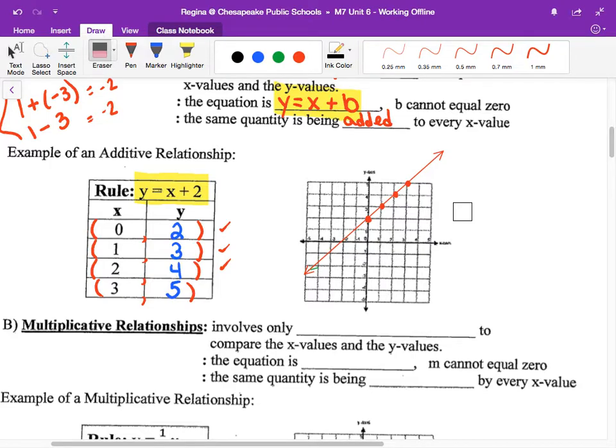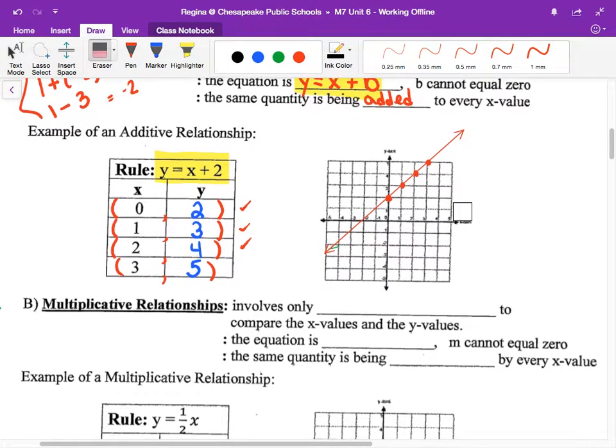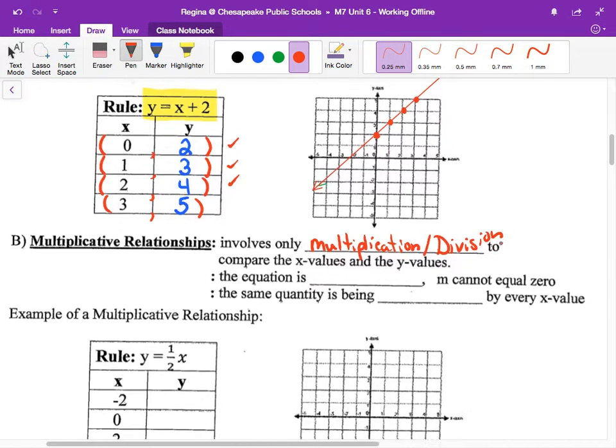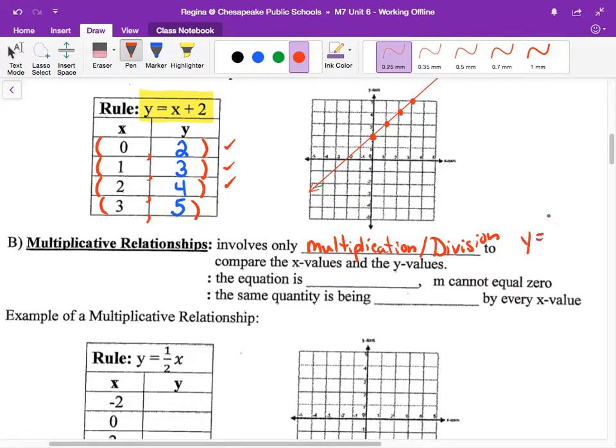Let's look at multiplicative and see what the difference is. So now a multiplicative relationship involves only multiplication or division. It could be division because division is the opposite of multiplication. I'll show you. If we said y equals 1/2 times x, that's the same thing as saying x divided by 2. So one's multiplying and one's division, but they mean the exact same thing.